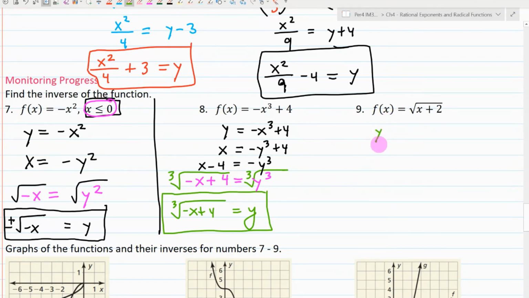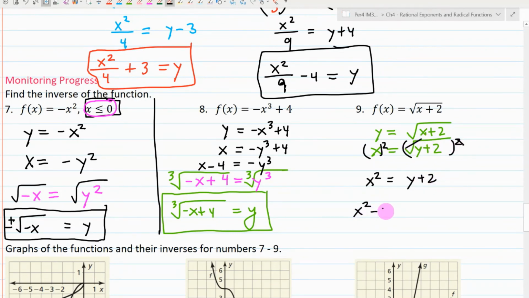And then this one, y is equal to the square root of x plus 2. So x is equal to the square root of y plus 2. We have to get rid of that radical. That's the first thing, because we cannot subtract 2 when it's underneath the radical. The radical acts like a parenthesis, basically. So we're going to square both sides. These will cancel. And then now we could subtract 2.